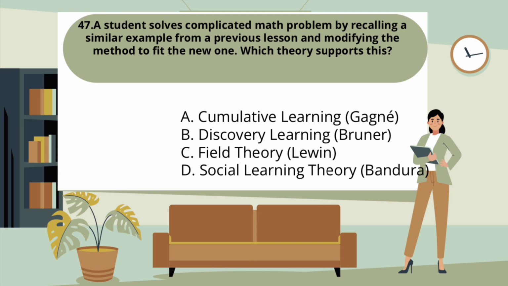So, why not letter B, letter C, and letter D? So, letter B, discovery learning. This is learning by exploring or finding answers on your own. Pero dito, the student use previous example, not by discovery. So, why not letter C, field theory? This talks about environment and personal forces, not step-by-step learning.